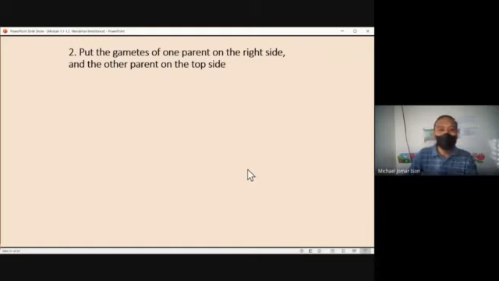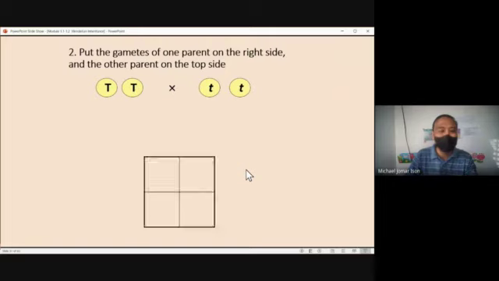Then the next step is for you to make use of these gametes and put them into the Punnett square, wherein the gametes of the first parent you will line on the right side, and the gametes of the second parent you will be lining on the top side. And it's simply a matter of combining the gametes together in the boxes of the Punnett square. So it's quite easy actually to do this.